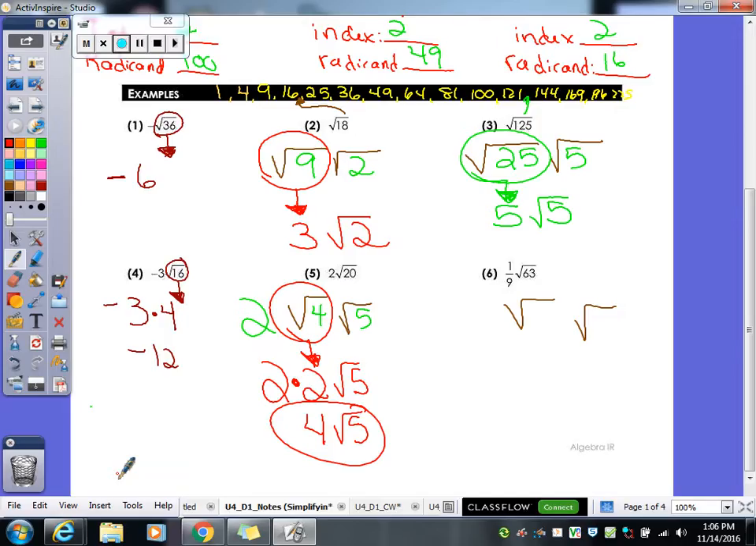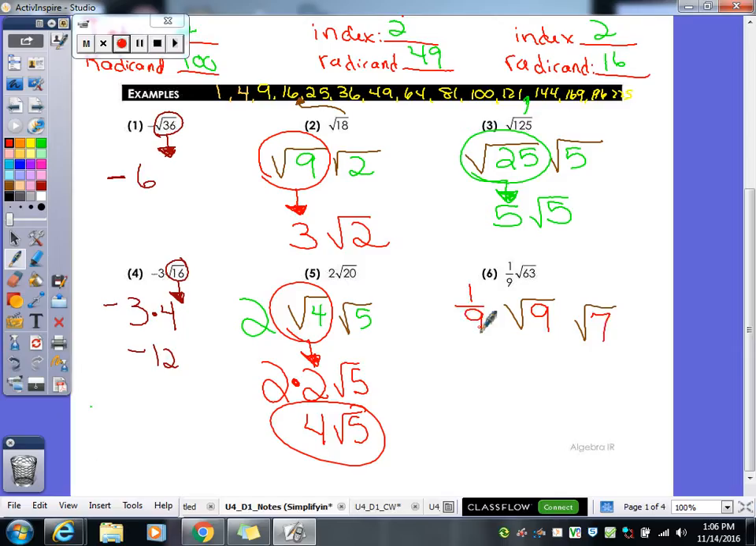Okay, 63. Let's see. If we go in our list, we know 49 doesn't go into 63. Does 36 go into it? No. Does 25? We know that doesn't go into it. Does 16 go into 63? In your calculator, do 63 divided by 16 and tell me if it goes in there evenly. No, it does not. How about 9? Does 9 go into 63? Yes. 9 times 7. And then I bring my 1/9 here on the outside.